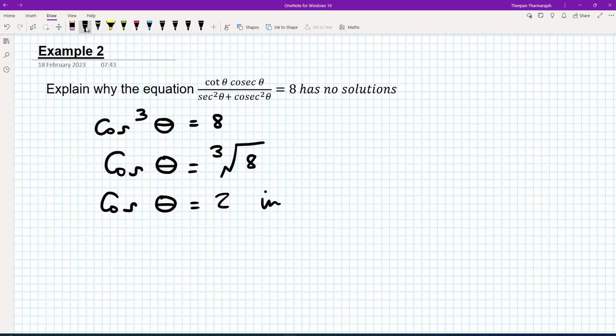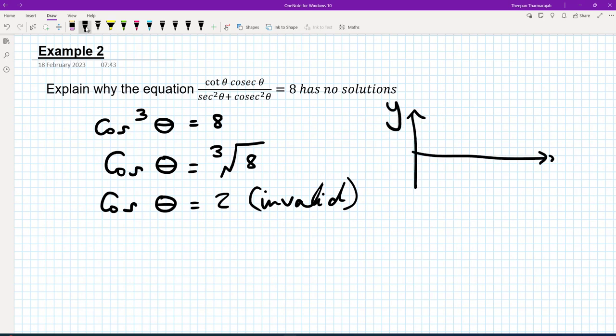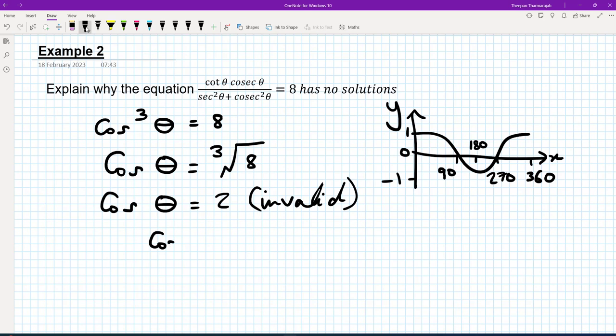Well, this is invalid. Why? Because from the cosine graph, so if we were to draw a cos graph here, you would know that the range for the cosine graph is as follows. It's only valid between 1 and -1. So the 2 is not accounted for. It's not within the range. So we say because cos theta is only valid between -1 and 1.